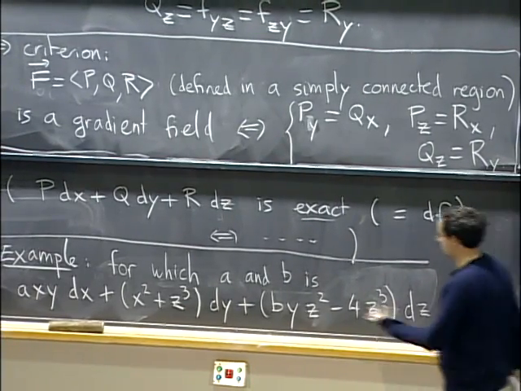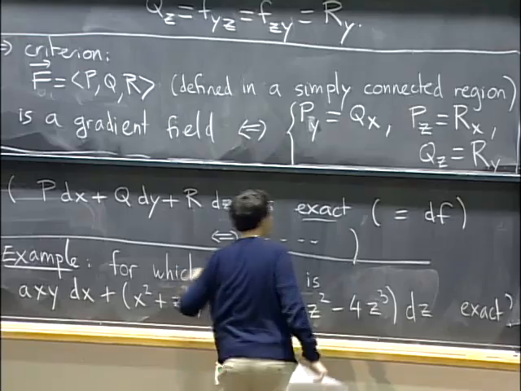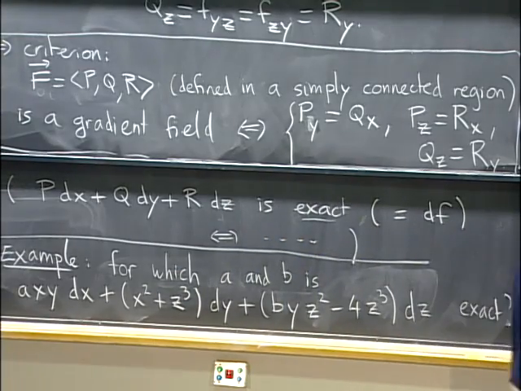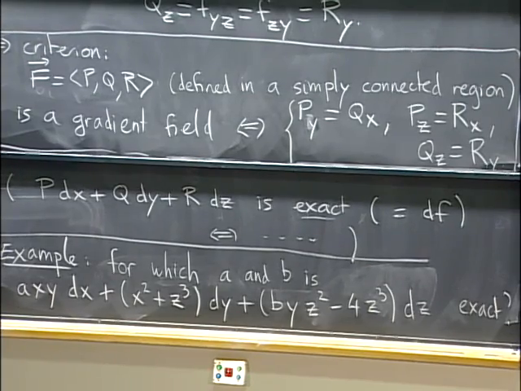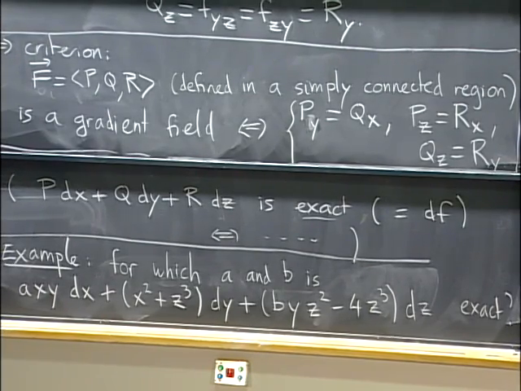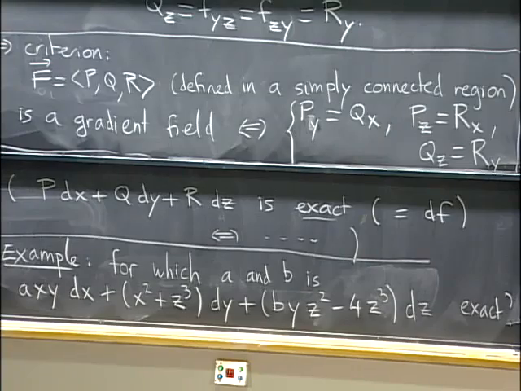So let's just apply the criterion, and of course you can guess that what will follow will be figuring out how to find the potential when there is one.